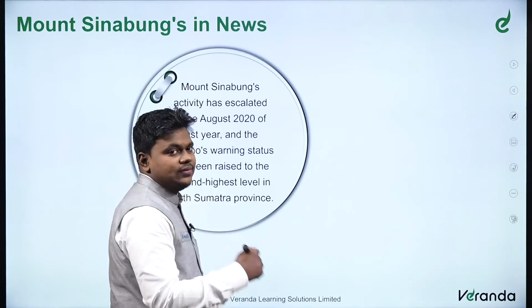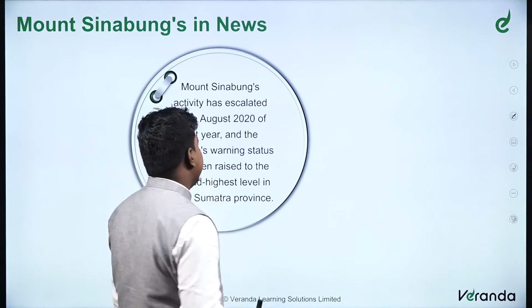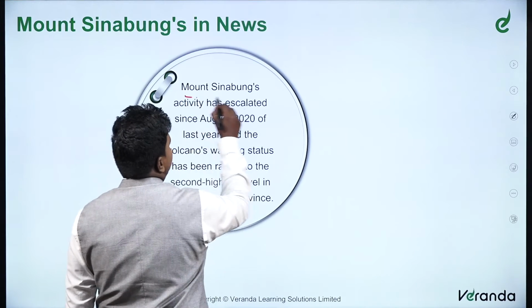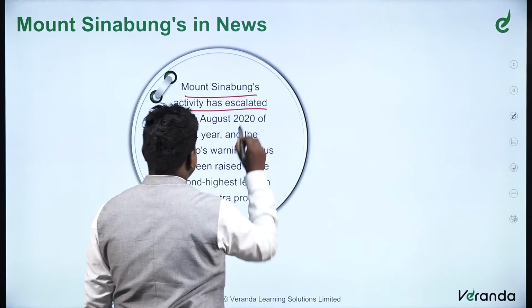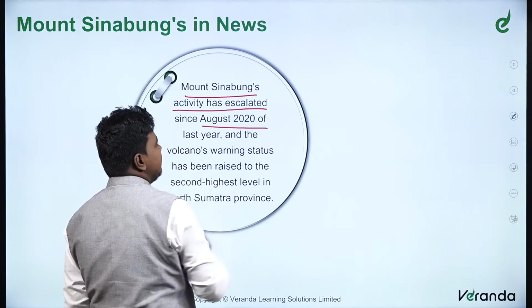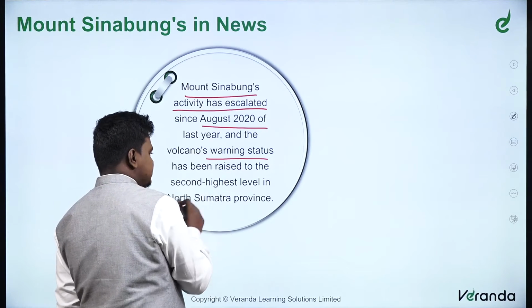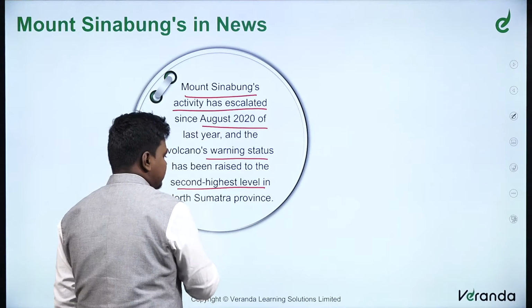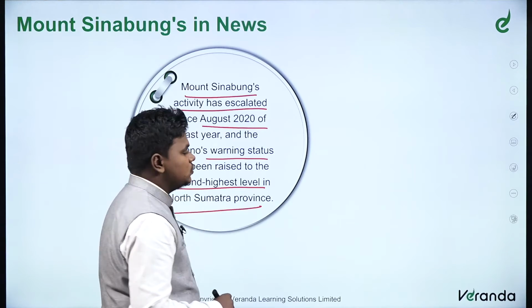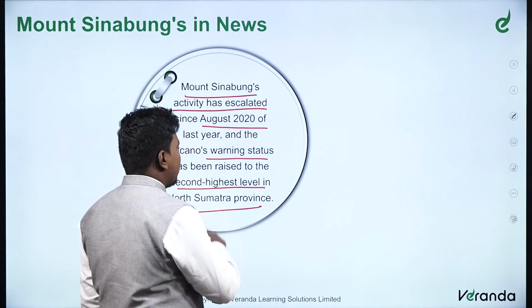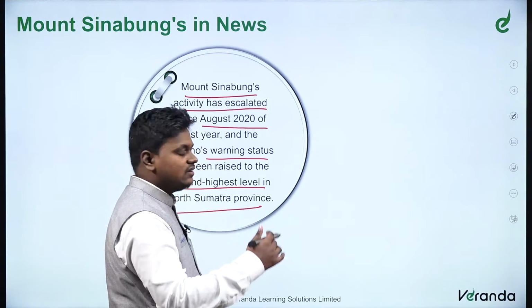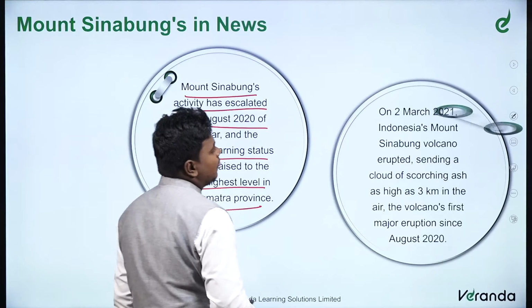Further, let's see why Mount Sinabung is in the news currently. Its activity has escalated since August 2020, and the volcano's warning status has been raised to the second highest level in the North Sumatran province. So that is why it is in the news. The warning status has been raised to the next level, the second level.